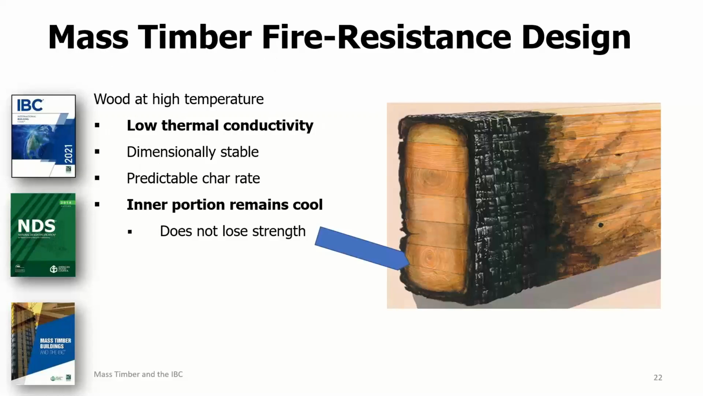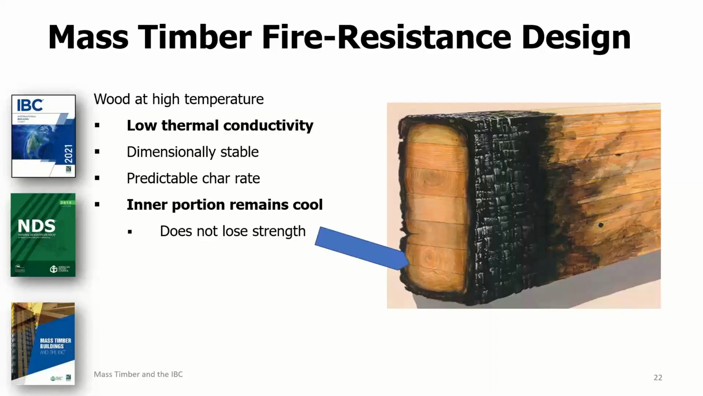Now, let's briefly go through some of the basic physics and principles behind the calculated fire resistance of exposed wood. First off, wood has a fairly low thermal conductivity. In other words, it's a good thermal insulator. And this is true both of the uncharred wood in the center of the cross section, and also the charred layer of wood surrounding it, that's shown in this depiction here.